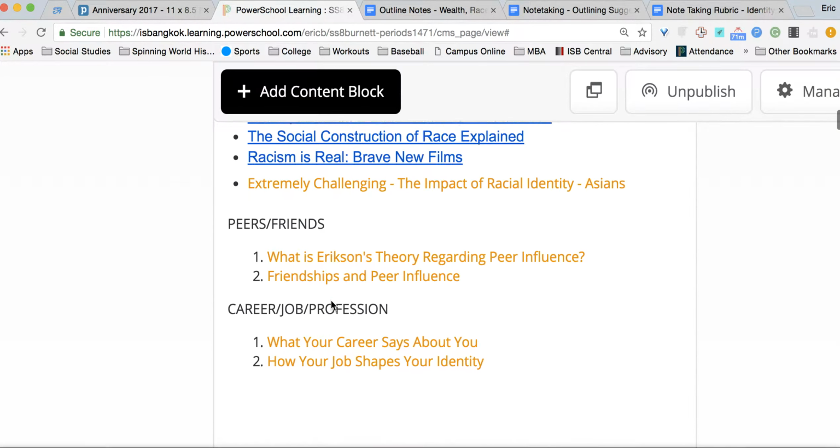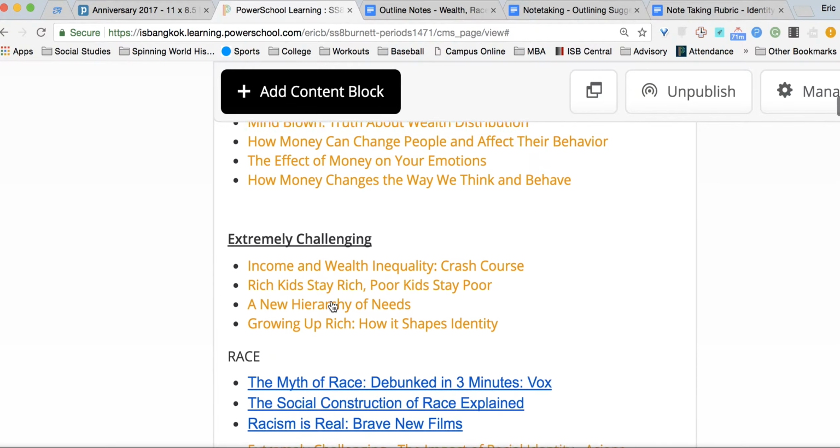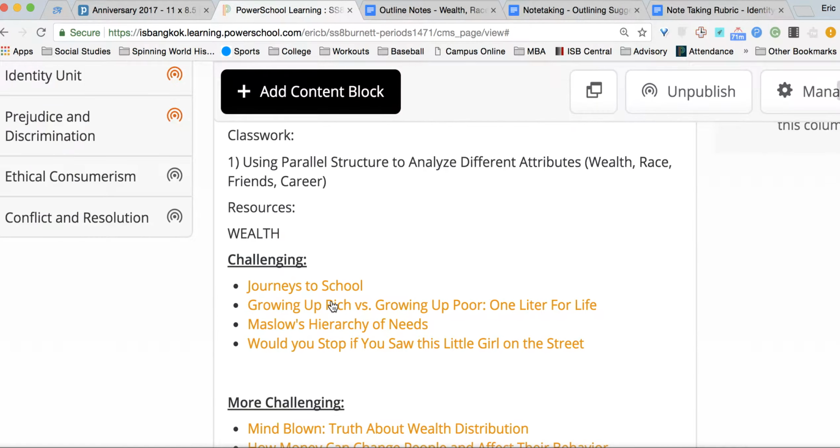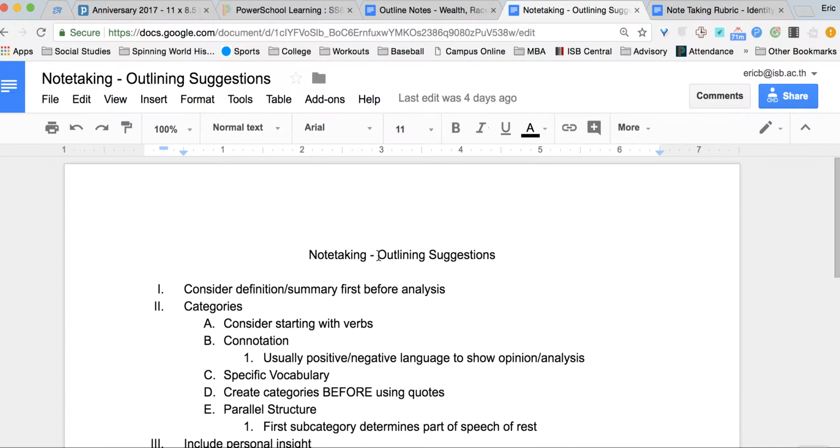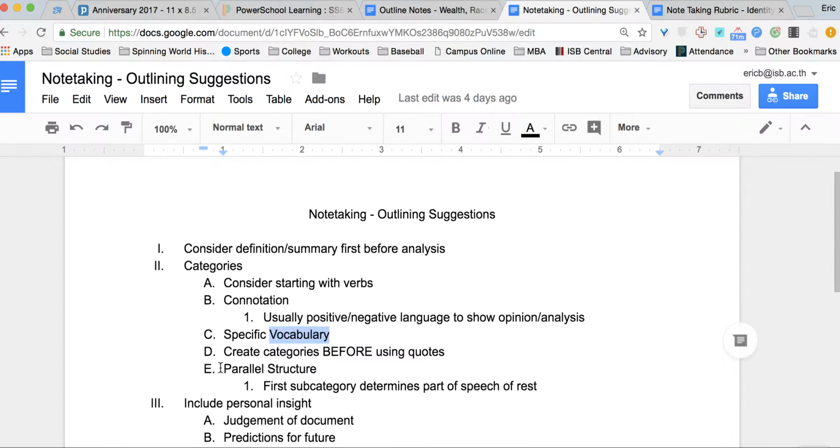Okay, so if you look at all these articles, there's probably about 20 articles here. So we want to have a nice structure where we know what we're looking for. So I'll look back at what my suggestions were. I want to summarize first. When I have categories, I want to ensure they have verbs in them, that they use positive and negative language, I use vocabulary, and then I have parallel structure. Okay, so I can actually create my categories right now.